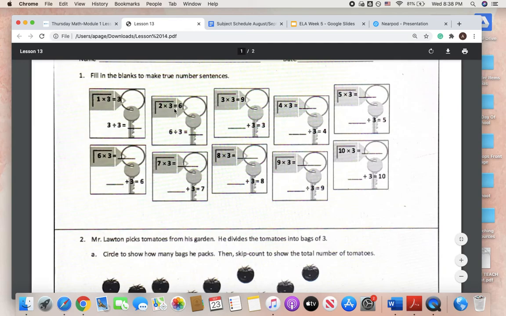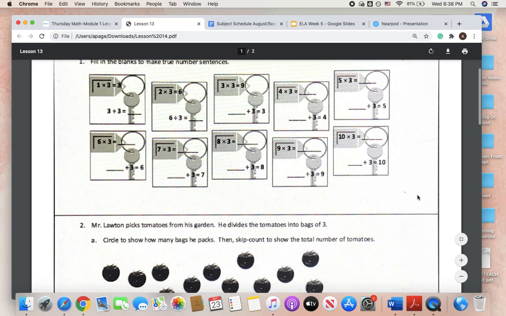So 2 groups of 3 equals 6. What's 6 divided into groups of 3? How many would we have here? 2. So you're going to fill in those blanks, all of them, on your own. If you need to draw diagrams, like tape diagrams or arrays, you can go ahead and do that as well.